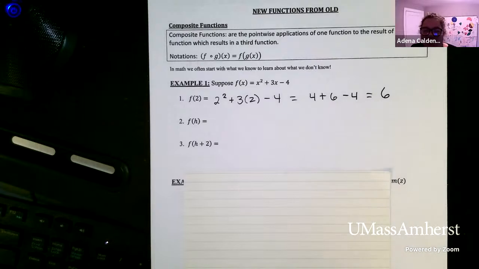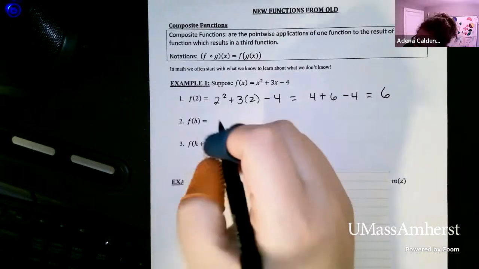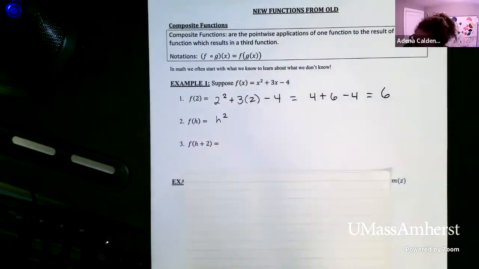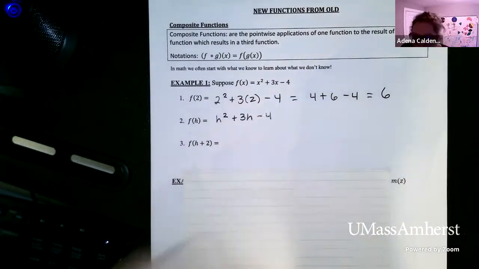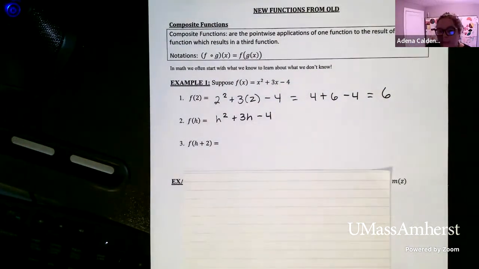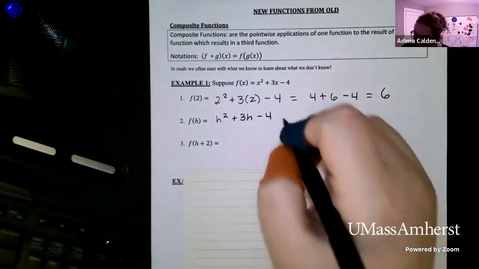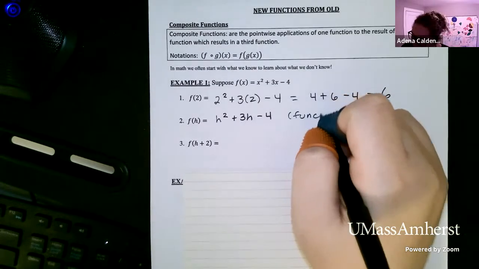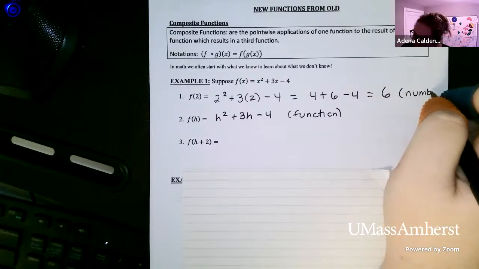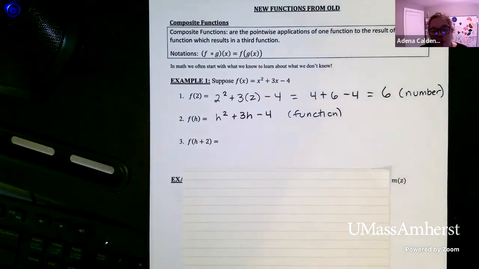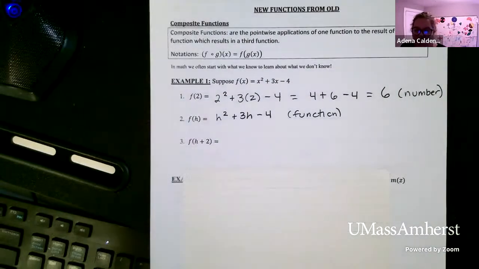So what happens if we then plug in an h, like a variable? So again, wherever we see an x, we have h squared plus 3h minus 4. We don't have like terms to combine here, so what we end up with now is another function, okay? So we have a function here, we have a number here. So we plug them in the same way. No matter what you see inside the argument, that's what you plug in for x.